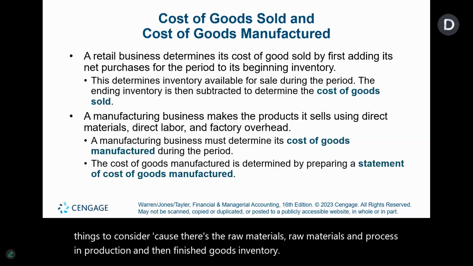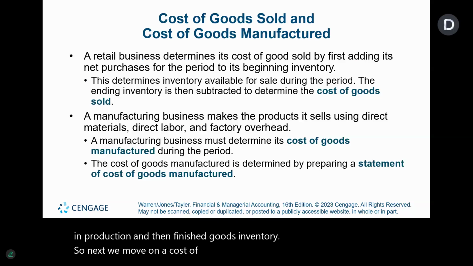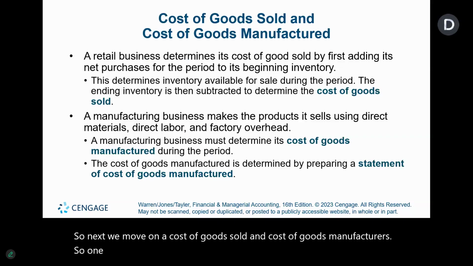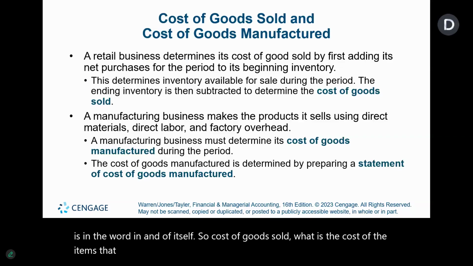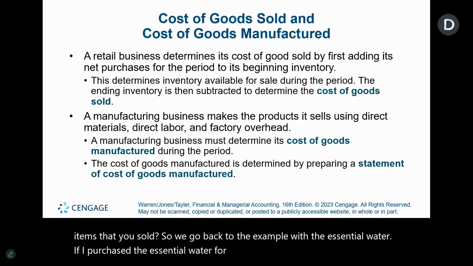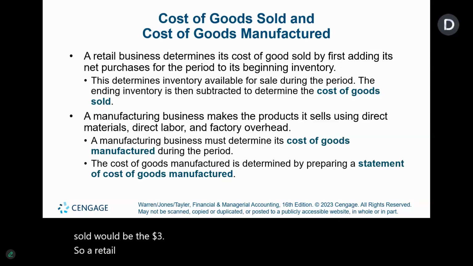So next we move on to cost of goods sold and cost of goods manufactured. One thing that I love about accounting is that a lot of times the definition is in the word in and of itself. So cost of goods sold: what is the cost of the items that you sold? So we go back to the example with the essential water. If I purchased the essential water for $3, then in such case, the cost of goods sold would be the $3.